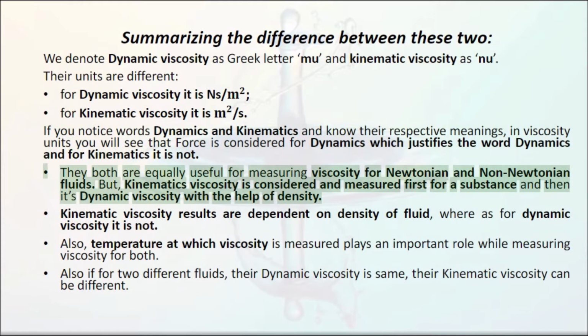They both are equally useful for measuring viscosity for Newtonian and non-Newtonian fluids. But, kinematic viscosity is considered and measured first for a substance and then its dynamic viscosity with the help of density. Kinematic viscosity results are dependent on density of fluid, whereas for dynamic viscosity it is not. Also, temperature at which viscosity is measured plays an important role while measuring viscosity for both. Also, if for two different fluids, their dynamic viscosity is same, their kinematic viscosity can be different.